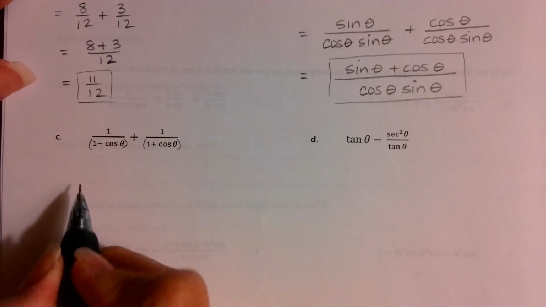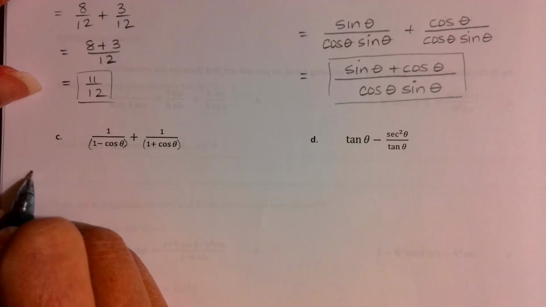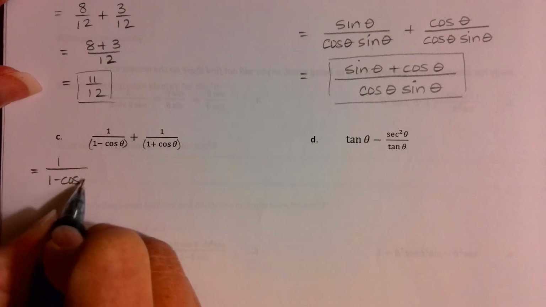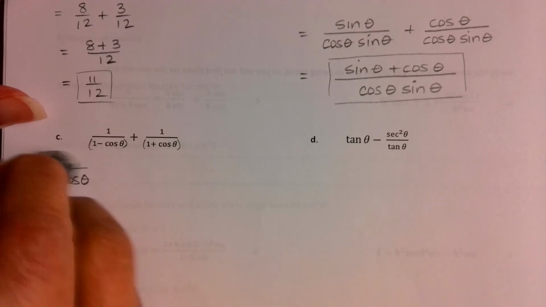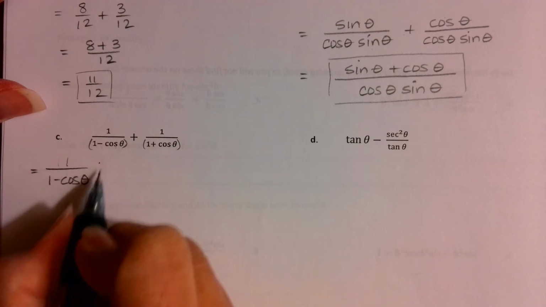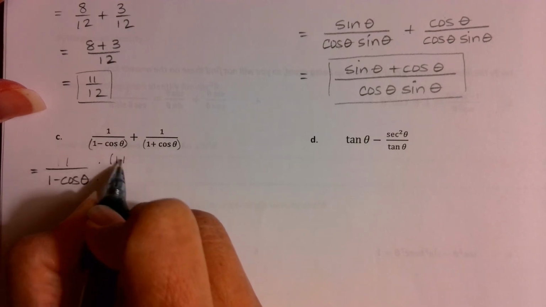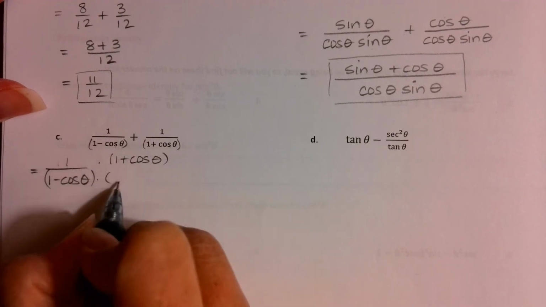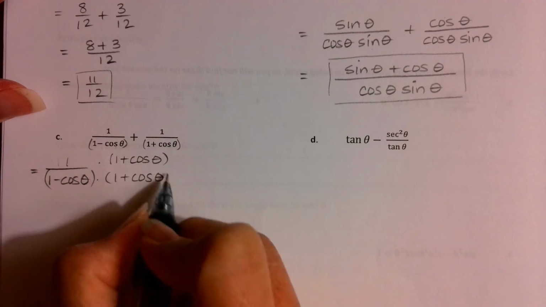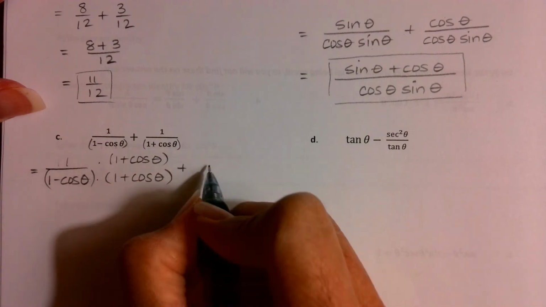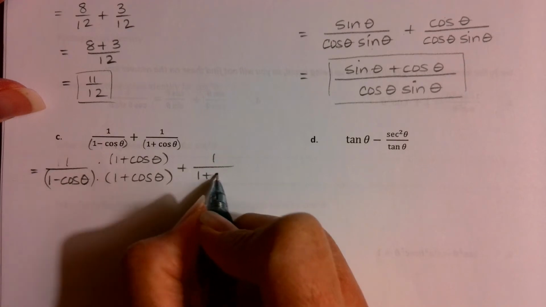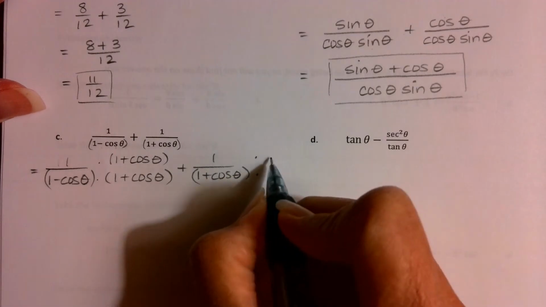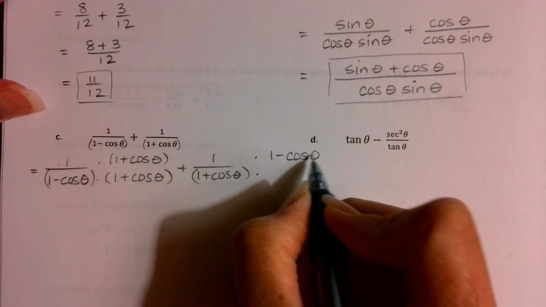All right, thanks for coming back. Let's go ahead and do this. So we're going to write this fraction, and I am going to multiply it by 1 plus cosine theta, top and bottom. Let me put parentheses around this too. And then I'm going to bring down this fraction, and I'm going to multiply it top and bottom by the other denominator of the other fraction.